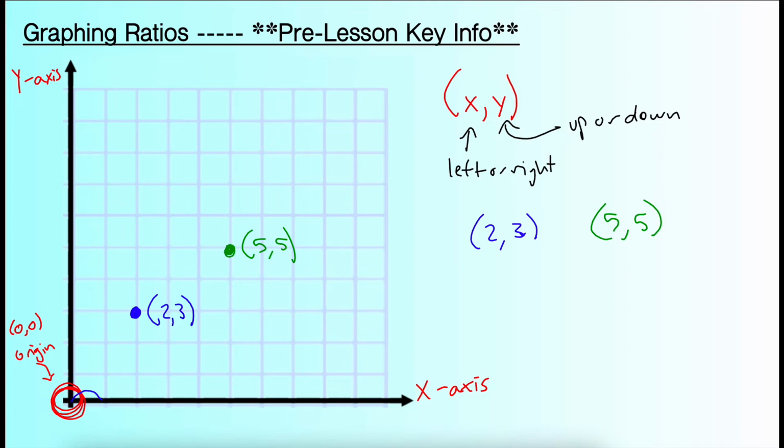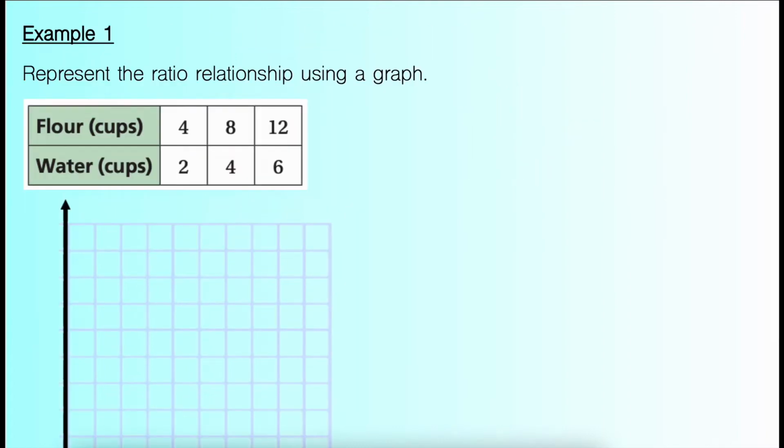In class, I will provide you with graphs. When you're at home on your own, just do your best to try to make something that's somewhat straight and somewhat resembles a graph. It does not need to be perfect. Don't go nuts. Here's example 1.